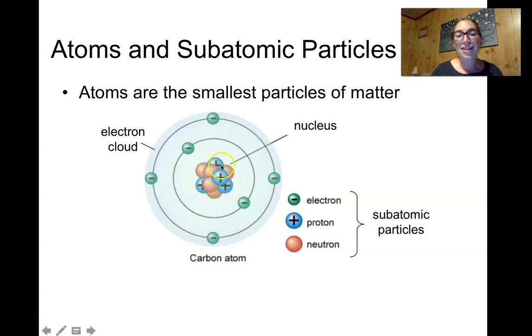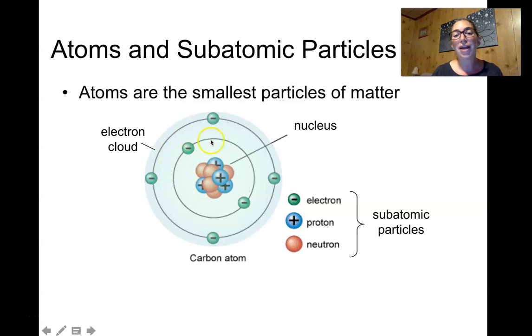All right, so in the center we have two different types of subatomic particles. We've got the neutrons, which are neutral. They have no charge. The neutrons have no charge, and the protons, which have a positive charge. And they are lumped together here. They form this tight center of the atom.